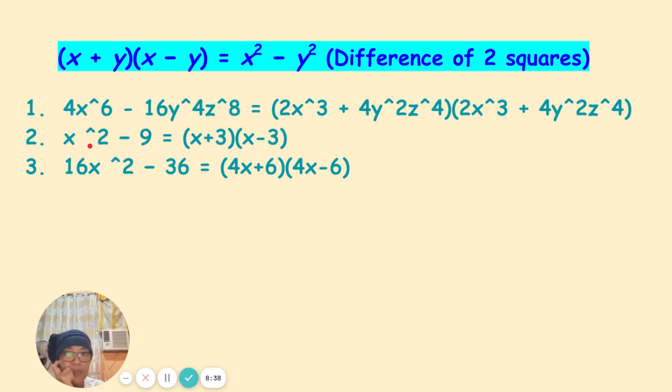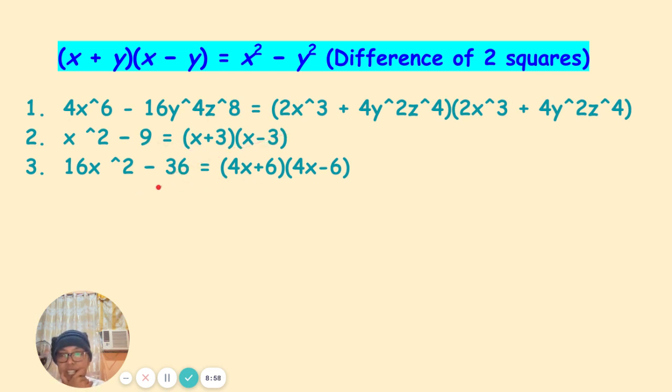So, madali ito. Square root of x squared is x. Kasi 2 divided by 2 is 1, x. Then, sulat nyo na agad. Magsulat na agad kayo ng ganito. Tapos, lagyan nyo na agad ng sign. Then, sulat nyo. Square root of x squared is x. Sulat nyo yung x. Square root of 9 is 3. So, that's your answer. Okay?